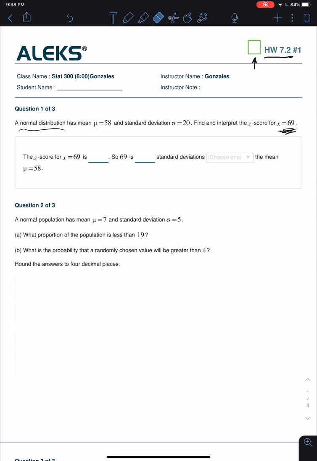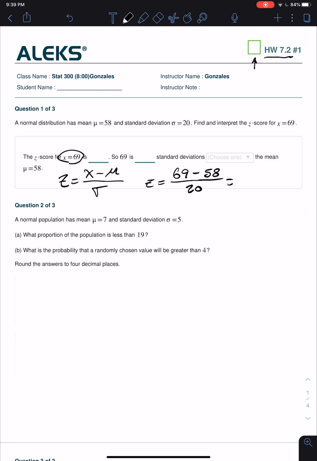All right, so let's do the problem now that we hopefully have a better understanding of where we're going with this. Essentially, we need to take this raw score and use the formula z equals raw value minus mu, divided by the standard deviation. So let's do it. Z equals the raw value of 69 minus the mu, the mean of 58, divided by the standard deviation of 20.